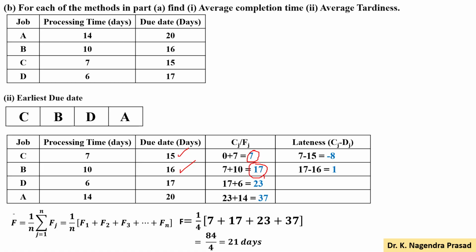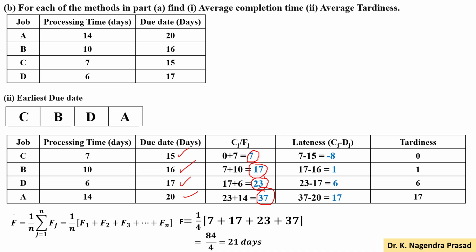Next for job D, the Cj value is 23 and the Dj value is 17. So 23 minus 17 is equal to 6. And next for job A, the Cj value is 37 and the Dj value is 20. Then lateness is 37 minus 20, which is equal to 17.